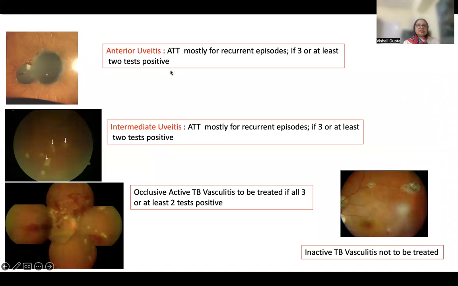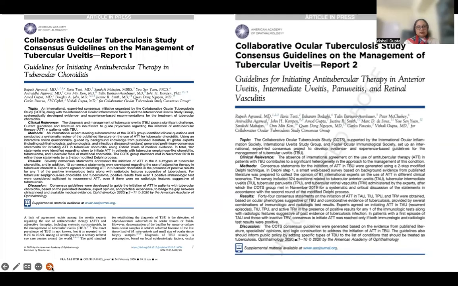Acute anterior uveitis, the experts agreed to treat only if the disease was recurrent and 2 or 3 tests are positive. So single IGRA positivity, you may not treat. Intermediate uveitis, again, single test, you would not treat. Retinal vasculitis is again to be treated if 2 or more tests are positive and only when the disease is active. There is no need to treat inactive vasculitis if only IGRA is positive.